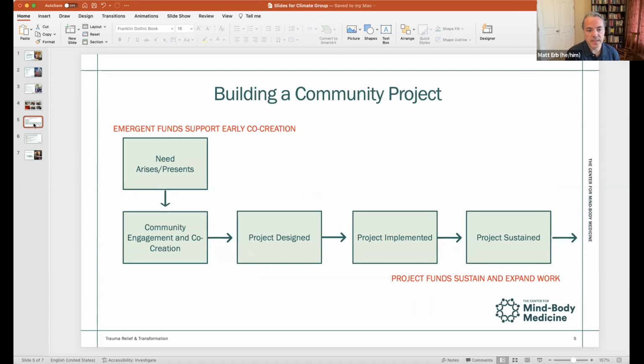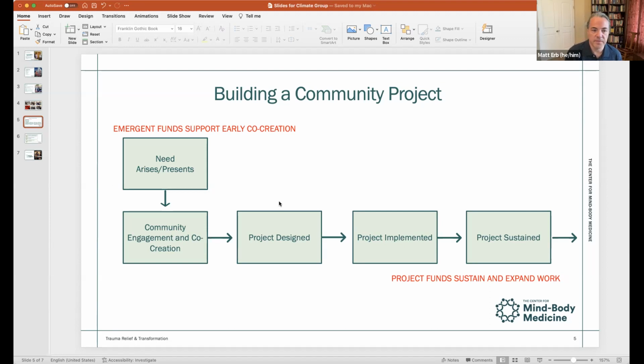So the need arises and presents, and we very carefully, with a collaborative, co-creating approach, meet with the local experts. We consider the people who are living in that environment to be the experts. So we approach it with a stance of humility. We assist in developing the project and implementing the project. Of course, fundraising is a part of that. And then the sustainability of the project.